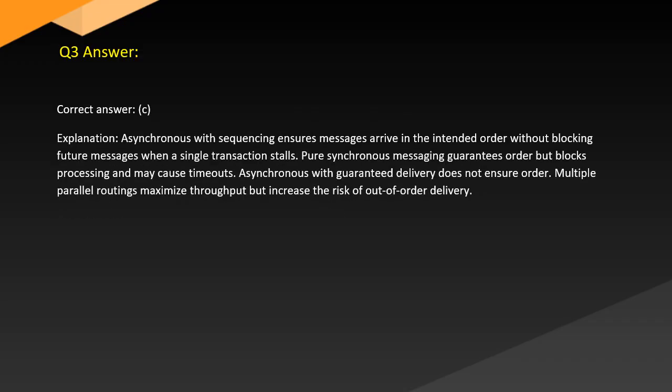Answer. Correct answer: C. Explanation. Asynchronous with sequencing ensures messages arrive in the intended order without blocking future messages when a single transaction stalls. Pure synchronous messaging guarantees order but blocks processing and may cause timeouts. Asynchronous with guaranteed delivery does not ensure order. Multiple parallel routings maximize throughput but increase the risk of out-of-order delivery.